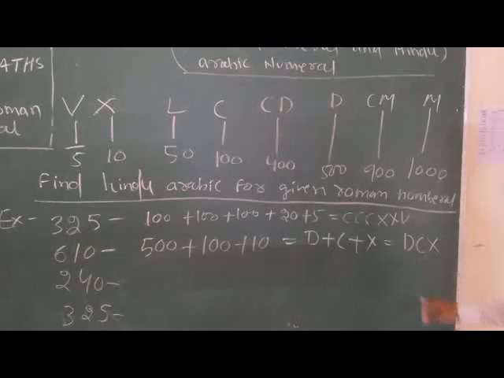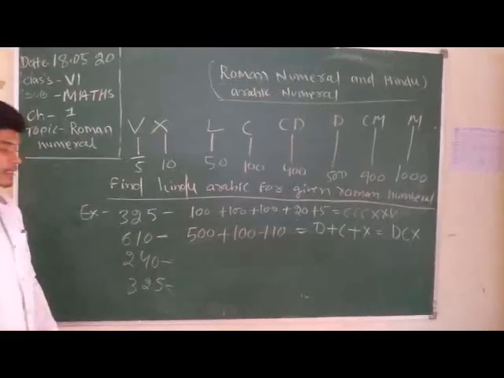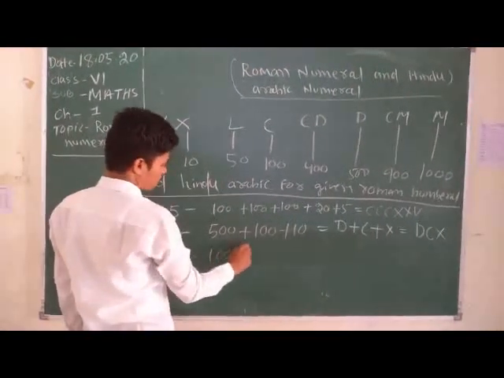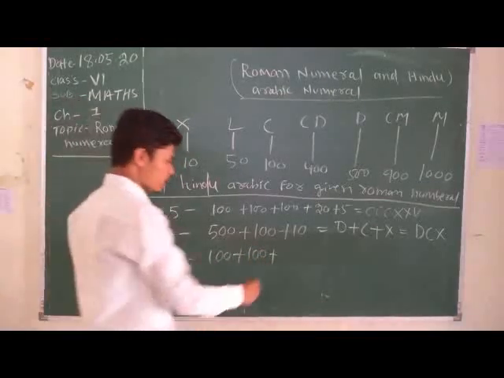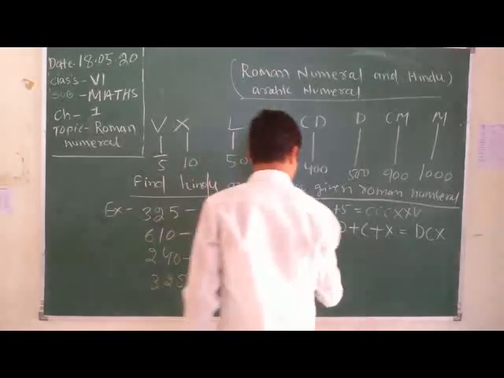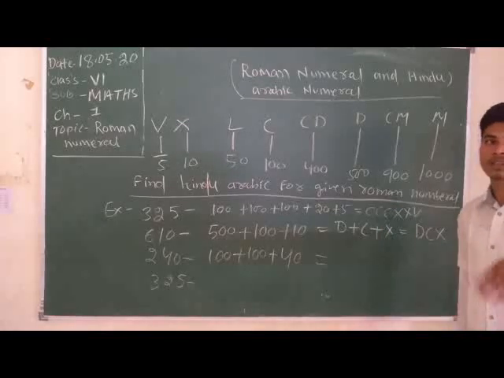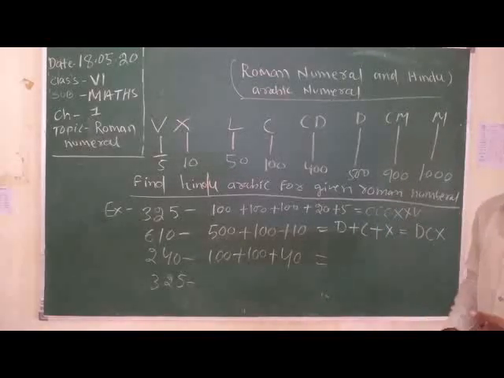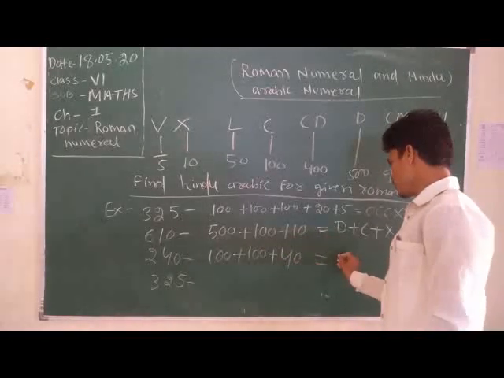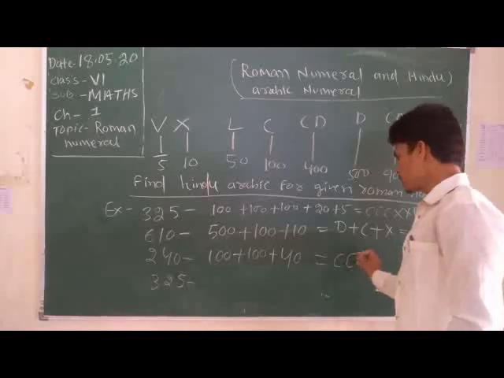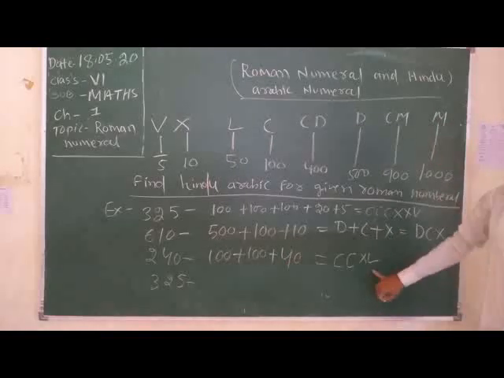Now we find 240. 240 means 100 plus 100 plus 40. For 40, no Roman numeral can be repeated 4 times, only X can be repeated 3 times. So 100 equals C, 100 equals C, and 40 equals XL. The Roman numeral for 240 is written as CCXL.